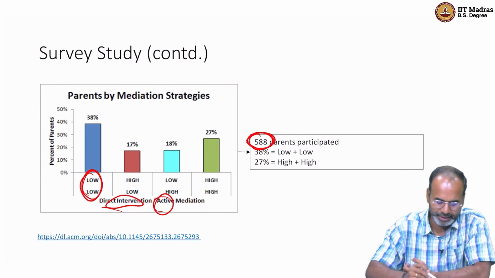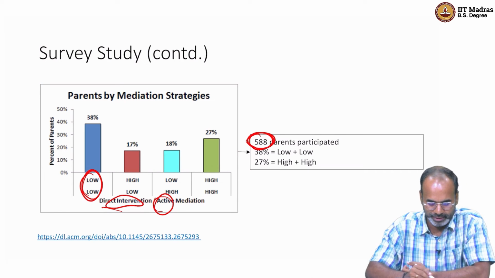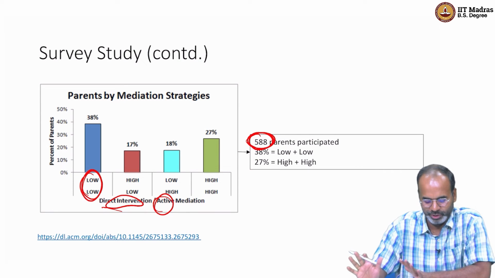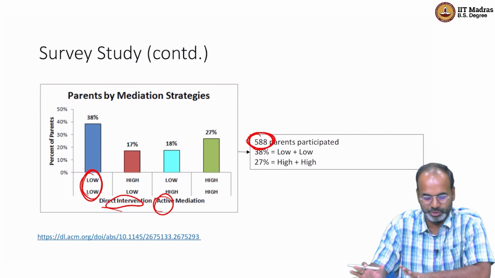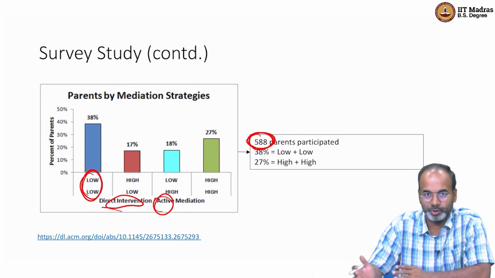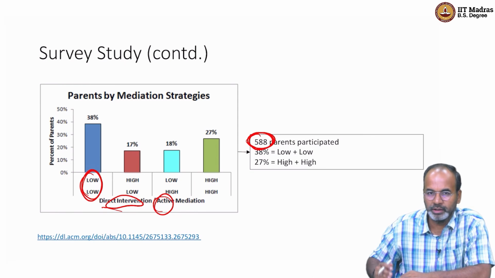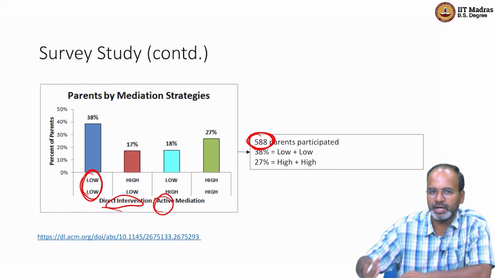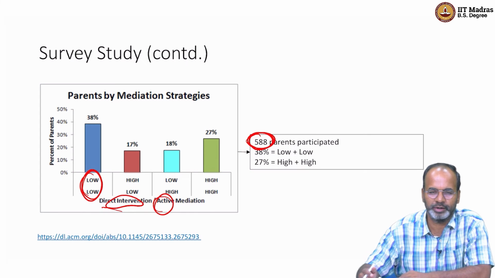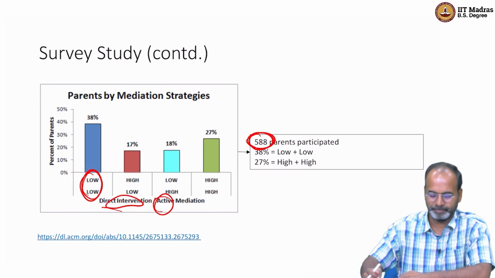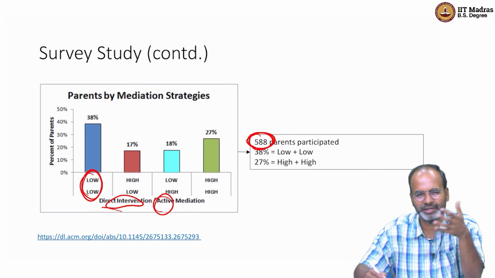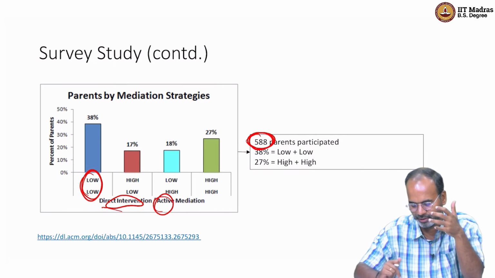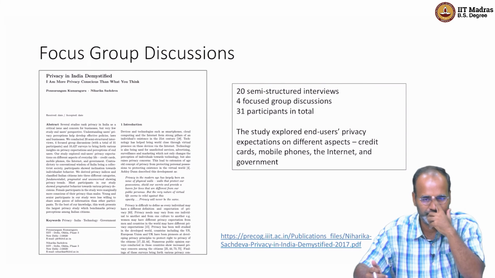So here it shows that low, which is I have very low mediation or intervention with my kid, is about 38%. The high is about 27%, which is I'm actively telling them to fix the privacy policy, and actively seeing the posts they're making and giving them feedback about it. Right? So this is where I said, I'm just sharing this graph to present the data.